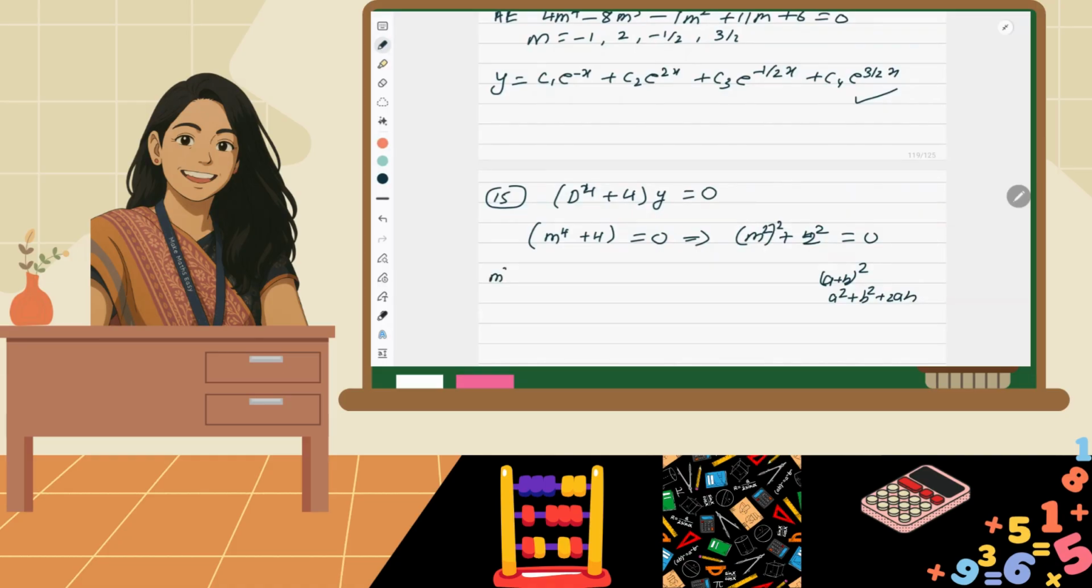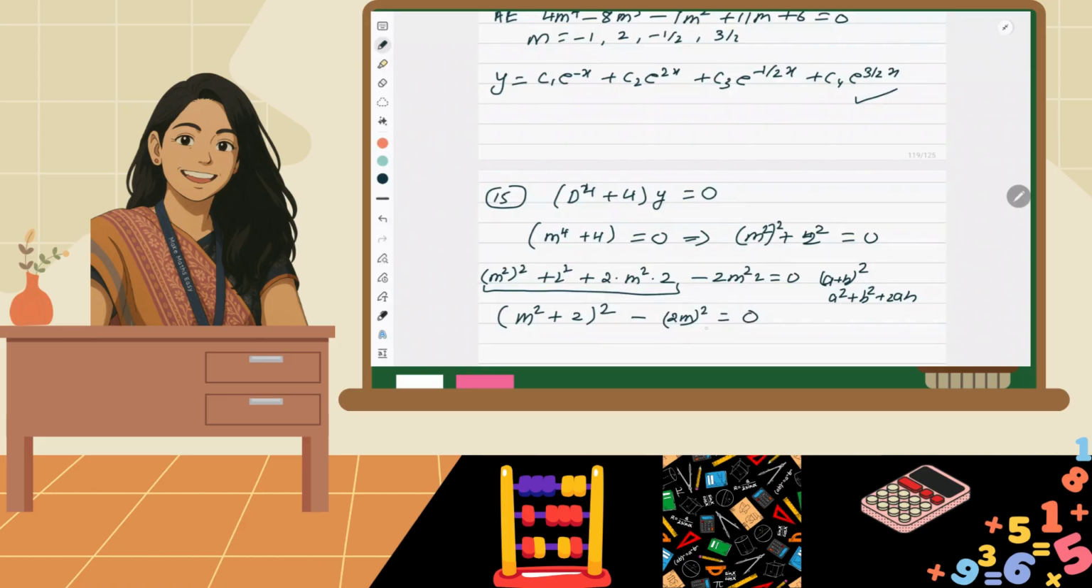So what I'll do, this a square I have, this b square I have, then 2ab was not there. So I added it and I am subtracting it as well. So m to the power 4 plus 4 plus 4m square minus 4m square is equal to 0. Now these three form a square plus b square plus 2ab, that is (a plus b) whole square, and this is 4m square, which I can write as (2m) whole square is equal to 0.